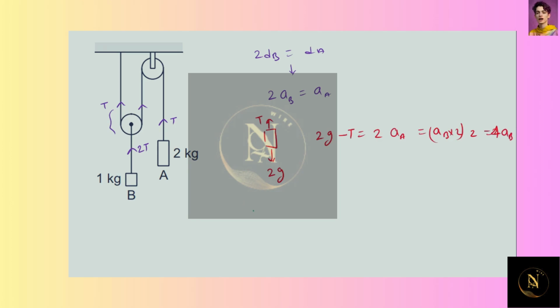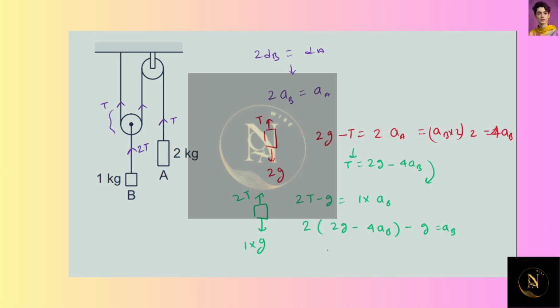Now discussing the free body diagram of block B, 1 into G downward and 2T force upward. So the net force upward is 2T minus G, which will be equal to mass into its acceleration. From here T will be 2G minus 4AB. Putting this value in this equation, we found 2 times T, 2G minus 4 times AB, minus G equals AB.